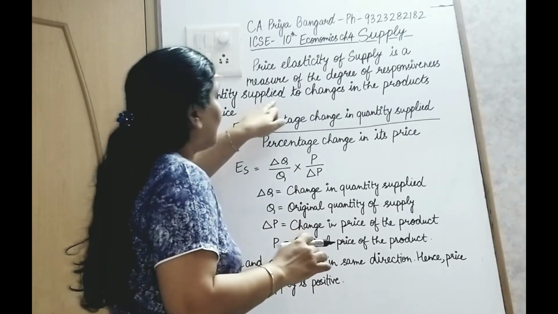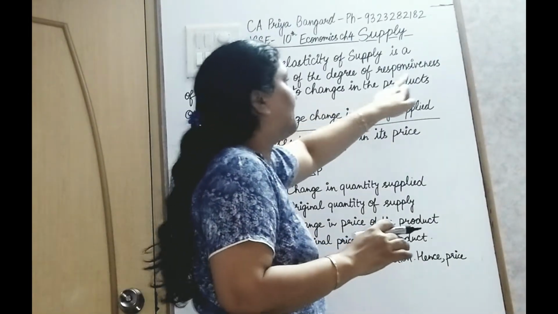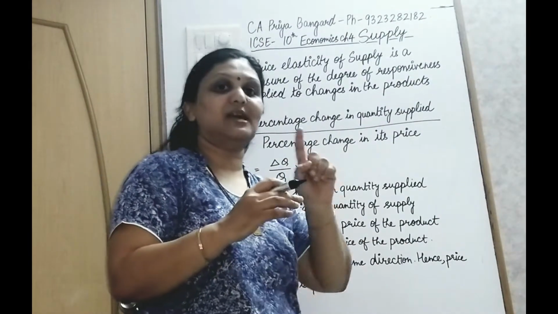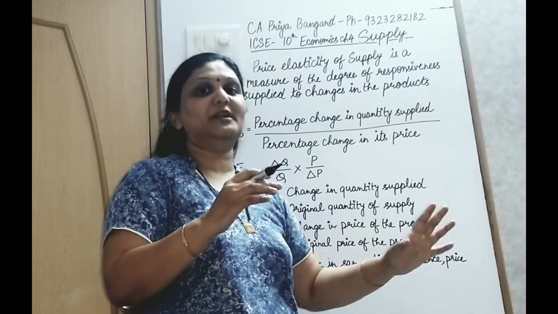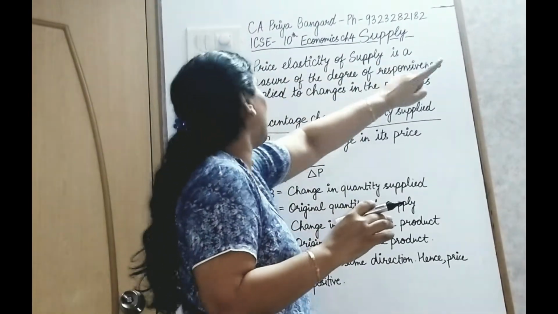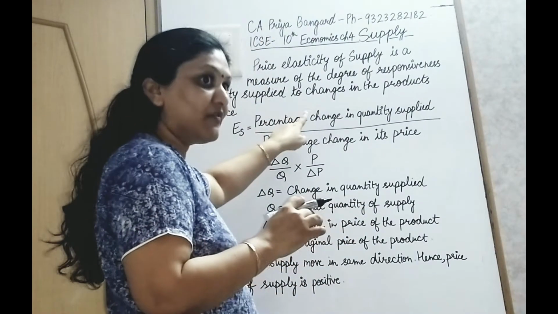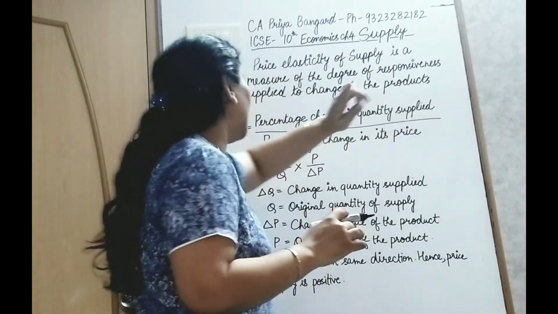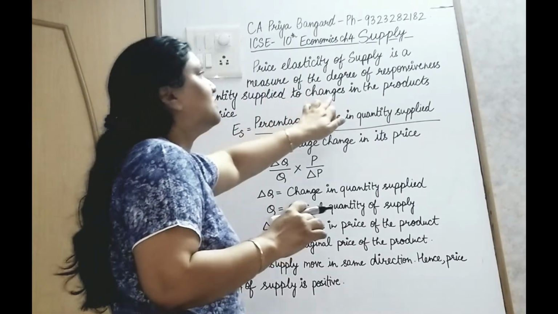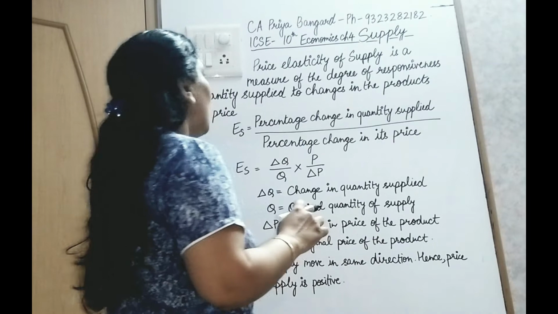So quantity supplied to changes in the product's own price, that is your own product's price is changing and not your competitor's product. Okay. So again, price elasticity of supply is a measure of degree of responsiveness of quantity supplied to change in the product's own price.